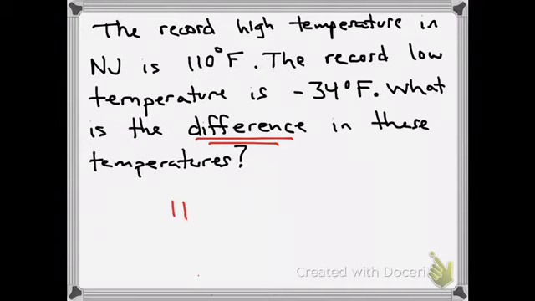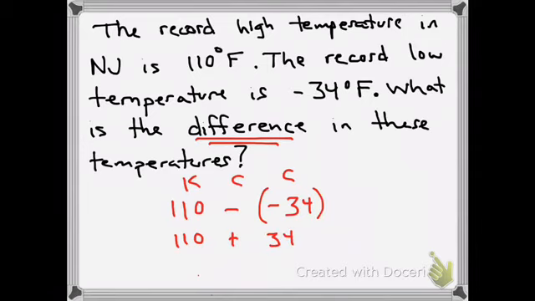So we're going to put the 110 first, minus, all right, you got to be careful that it is negative 34. All right, so we do our keep, change, change, 110 plus, now this becomes a positive 34. So the difference in temperature is 144 degrees.